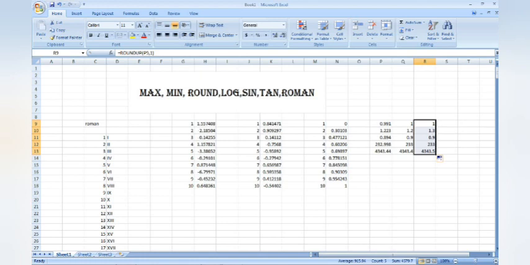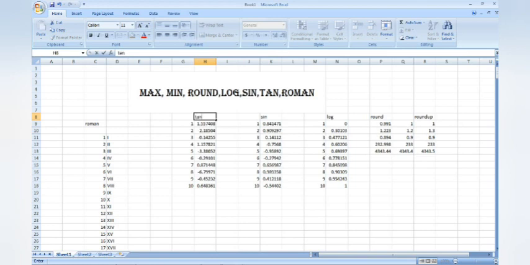So the next thing, alright, let me get up here. Here is round up. Here is sin. And here is tan. We already have here the Roman formula.